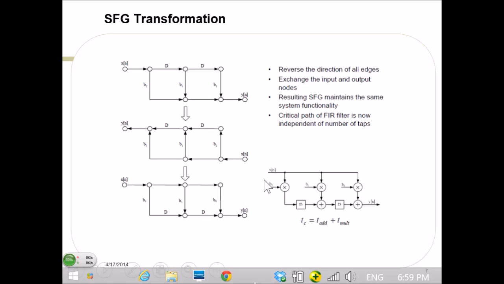Yeah, so basically let me explain here. What we're doing is we're taking the input and then multiplying with all the coefficients, and we are storing those intermediate ones in the delays. Yes, it's a standard transformation.